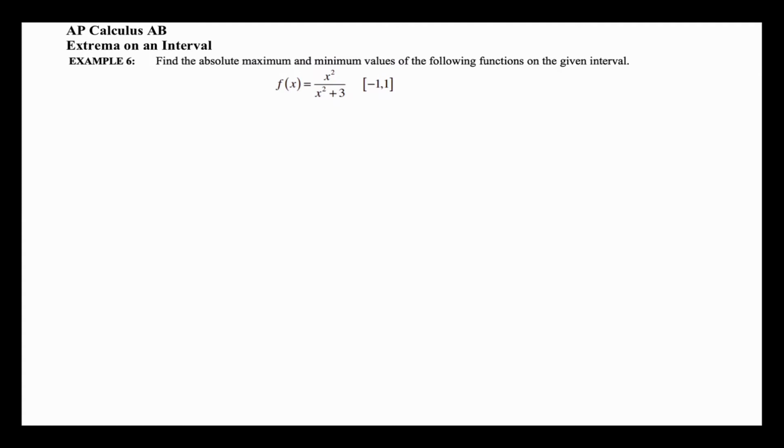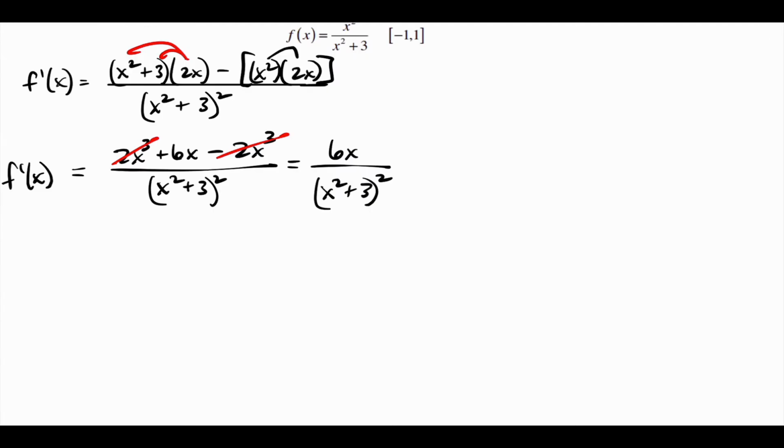Okay, so I want you to find both the absolute maximum and the absolute minimum. Okay, so I'm going to give you some time to do that. Okay, found the derivative. The derivative is 6x over (x squared plus 3) quantity squared. That's the derivative. Okay, now we have to set that equal to 0.